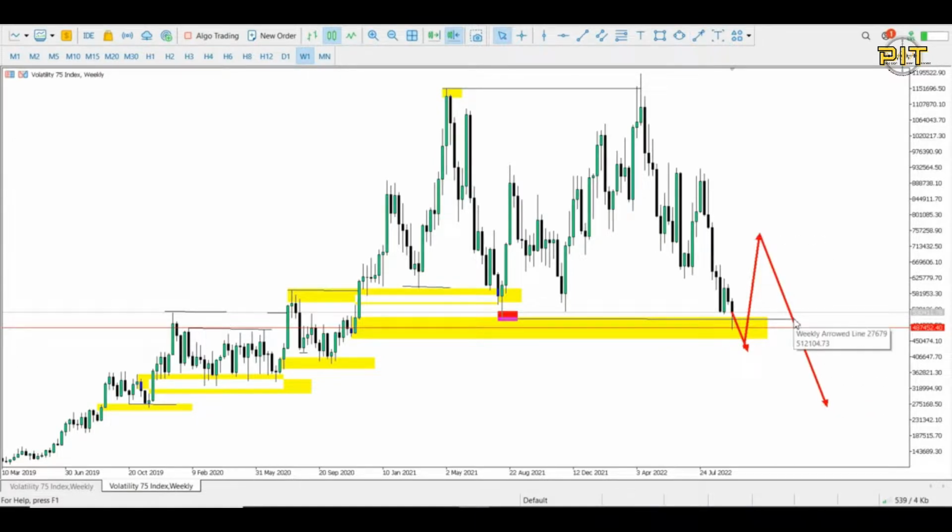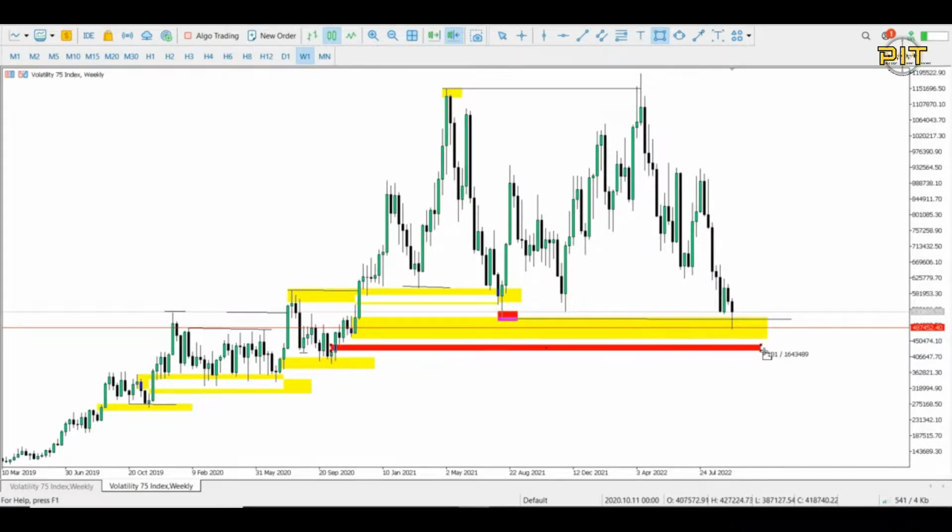We should possibly have volatility turning bearish, Volatility 75 turning bearish, or price will just come. You can see there is an FVG here, there is a fair value gap here, there is a fair value gap here, or price will just come, react to it, and then push towards the upside.